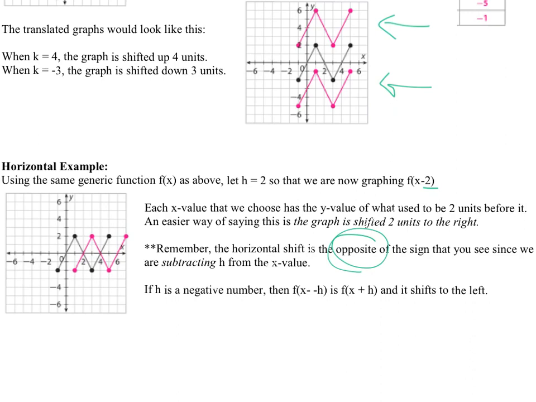And then if h is a negative number, if I said let h be -3, then I'd have x minus -3. That's where we have x plus 3. And so -3 shifts it to the left.